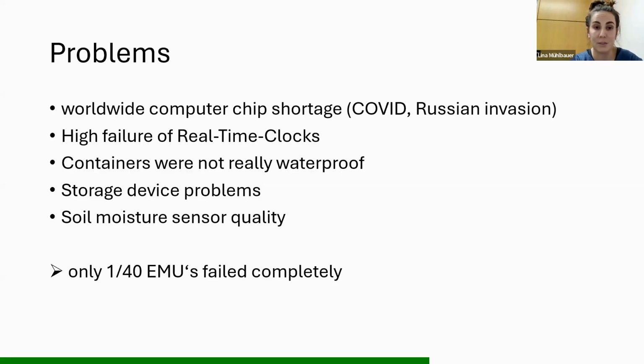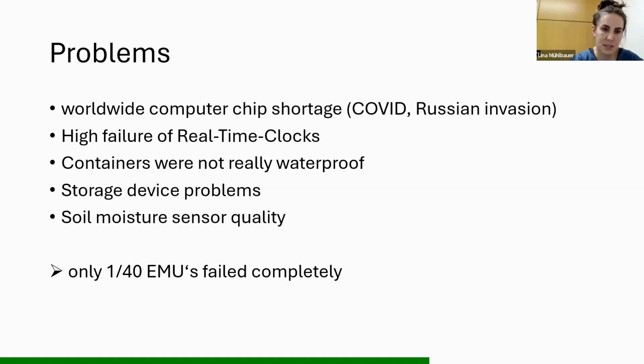We were able to figure that out because we could match the timestamps from the I buttons to the Arduino measurements. And also it rains a lot in northern Finland in summer, and our containers were not really waterproof. We also had storage device problems, so the SD card readers we had for some of our EMUs didn't work, so they couldn't save some of the data, but they are still able to save themselves without an SD card, so we could retrieve all the data.